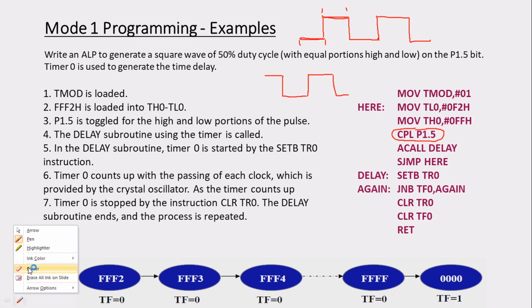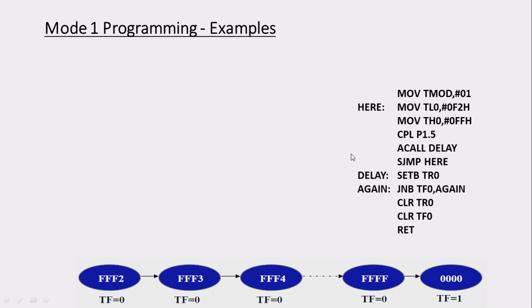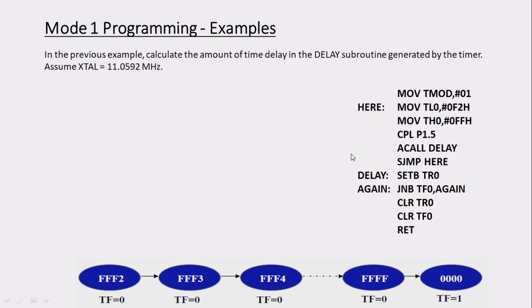Okay, now how can we do this? This is how it is being done. First load the TMOD values, and then you load your timer values. After that you complement, and then you start the timer, and then you keep on checking the timer flag by using JNB TF0, again. Once the flag has been raised, you stop the timer, and then you clear the flag, and then you come back over here. Now let us look into another example.